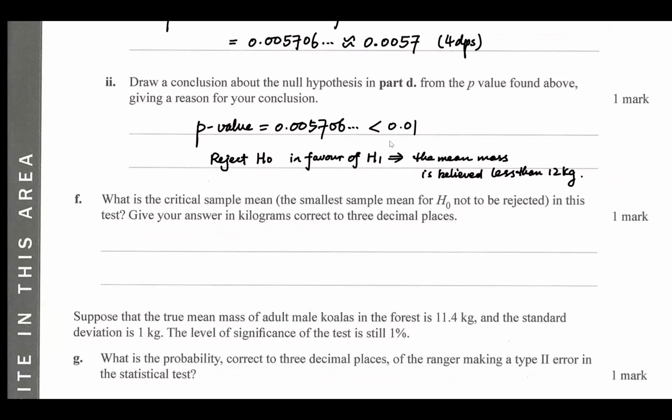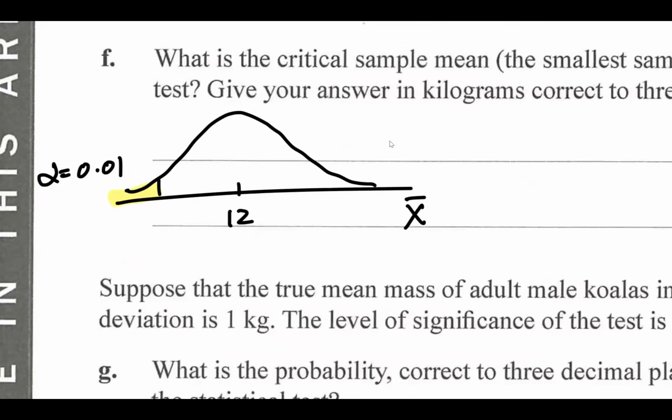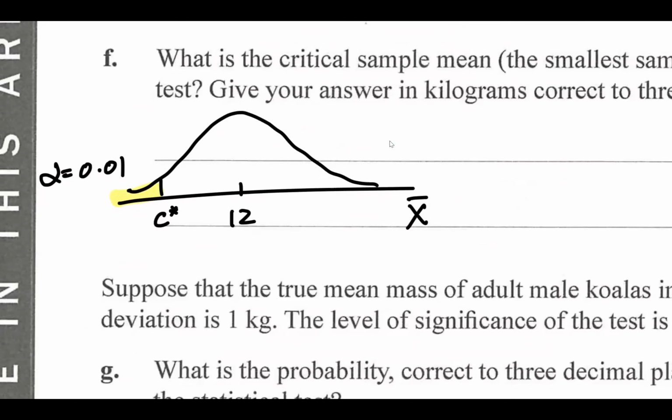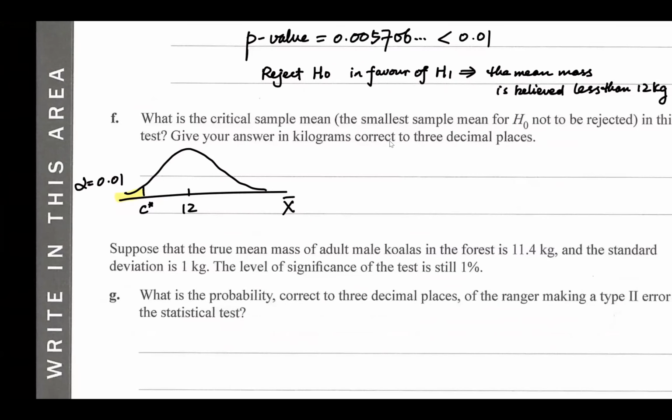So if we draw a normal distribution curve like this, the mean value is 12. This is X bar. And we just want this bit. Let me just use another color to make it nicer. We want this area to be 0.01. So this is my alpha, okay? So basically, I would like to find a critical value C star here.